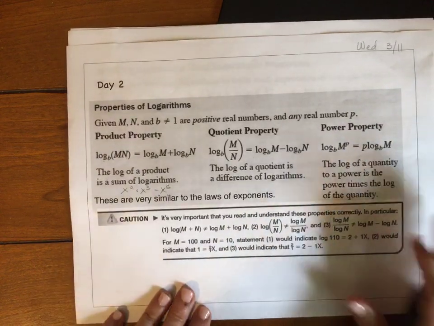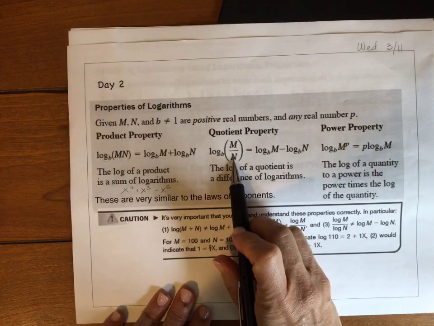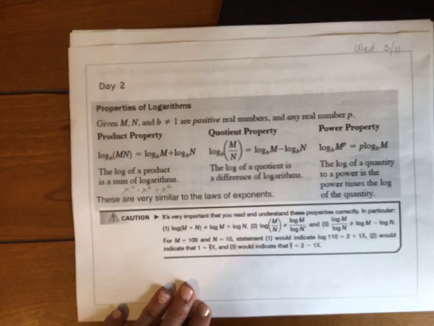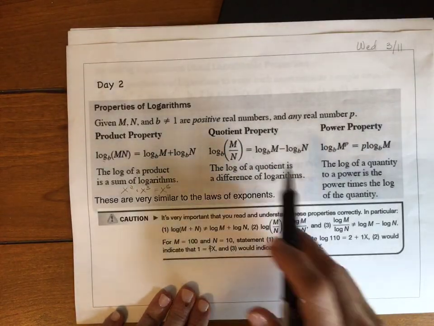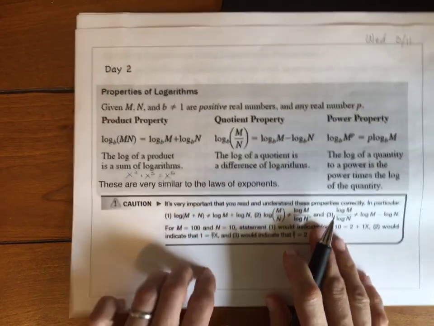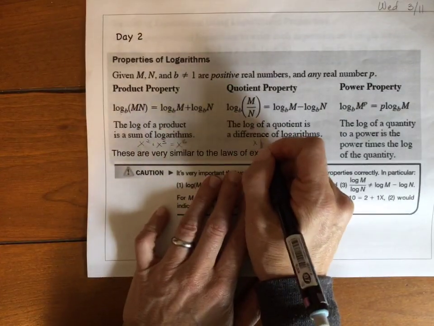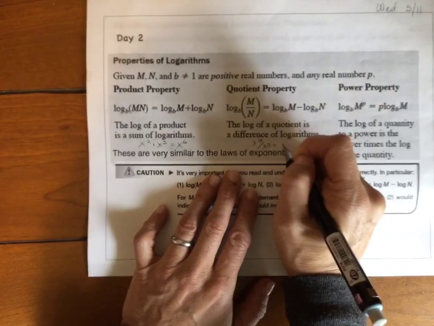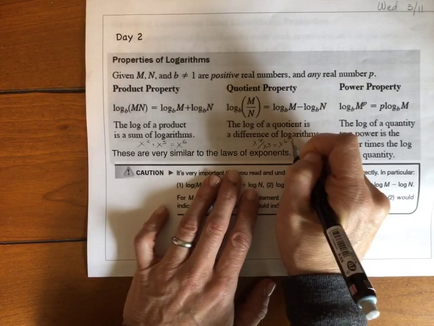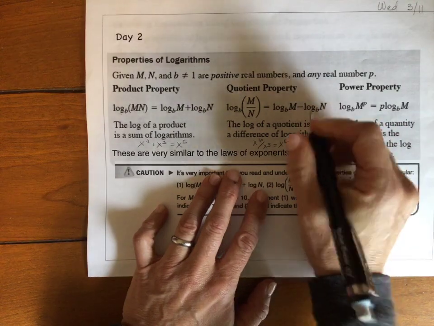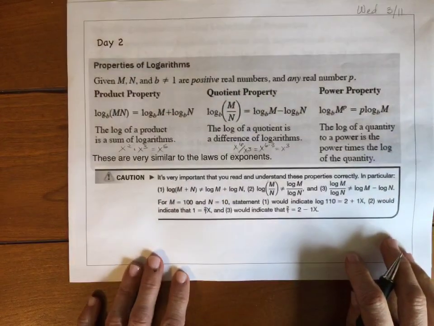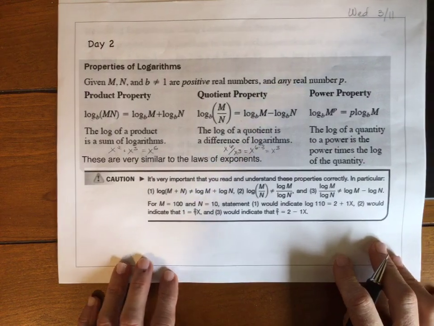And so then the opposite of that would be division. If I had the log of m divided by n, or some function divided by another, I can split it apart into subtraction. That would be like x to the 6 divided by x to the third. We know that's x to the 6 minus 3, which is just x to the third. So it would be subtraction with exponents as well.